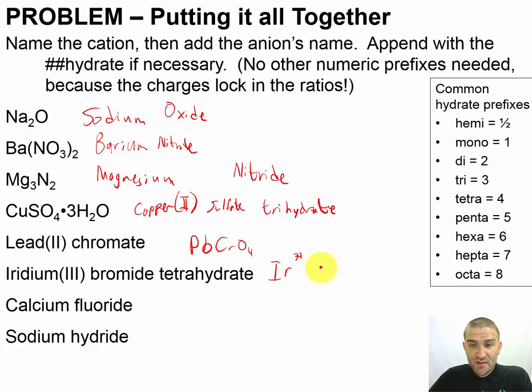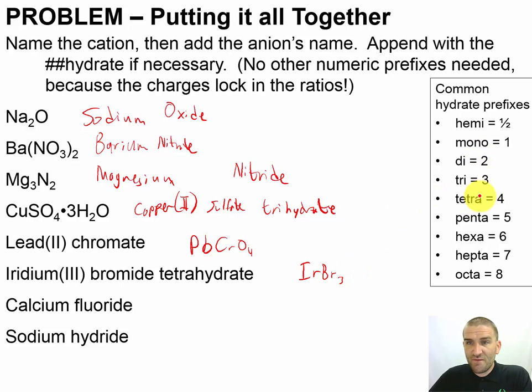Bromide. Bromide is one of my halogens. Bromide will have a Br single minus charge. I've got a 3+ and a single minus. I've got to have 3 of these to get that to be a -3 overall. I'm at +3 and -3, so that's all neutral. I'm going to scoot this over. IrBr3. But we're not done.